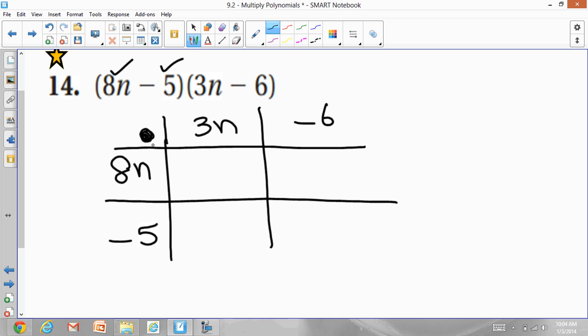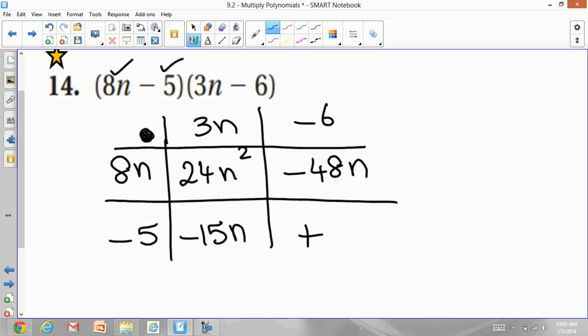Now 8 multiplies 3 to give you 24. n multiplies n to give you n squared. 8 multiplies negative 6 to give you negative 48n, n just tags along. Negative 5 multiplies 3 to give you negative 15, n just tags along. Negative 5 multiplies negative 6 to give you positive 30.